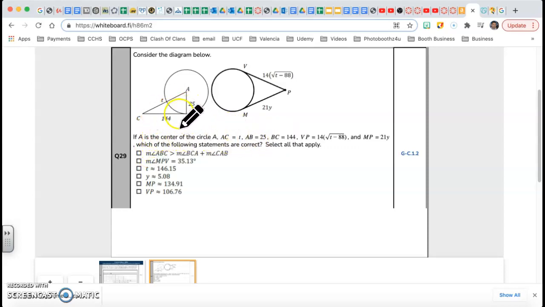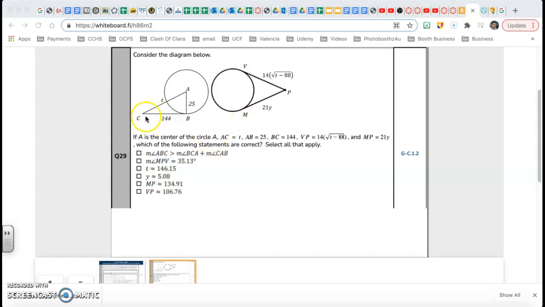BC is 144, okay. BP is 14√(T² − 88)... MP is 21Y, all right. They're telling me everything that is on the drawing. Which of the following statements are correct? Select all that apply. So I look at the drawings and I see a lot of information, okay? All the information that is here is already in the drawings.